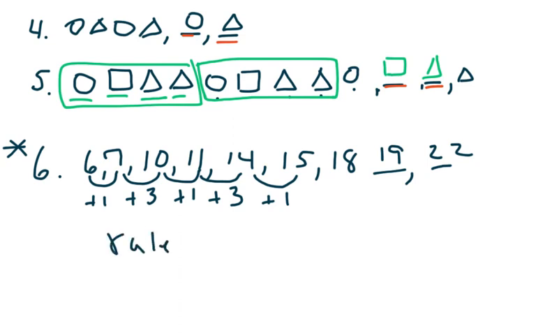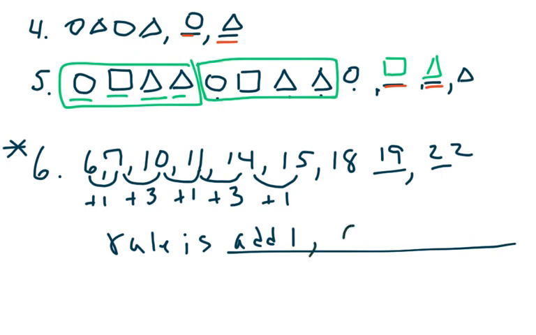The rule is add 1 and then add 3. Okay. So to get from 15 to 18, we added 3. To get from 18 to 19, we add 1, and there's your answer, 19. Add 3, you get 22. So that's a little different, a little tricky, but I thought it was kind of fun to look at something that might be a little more challenging.